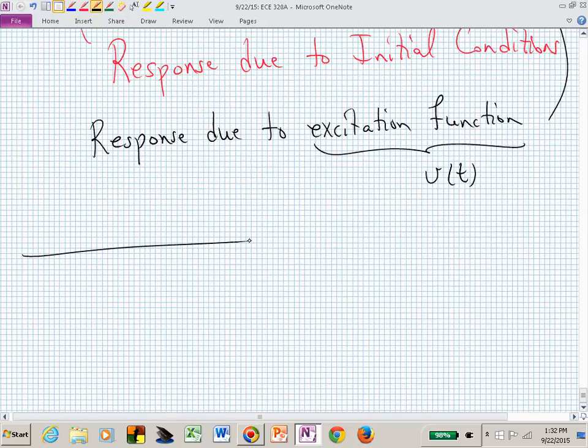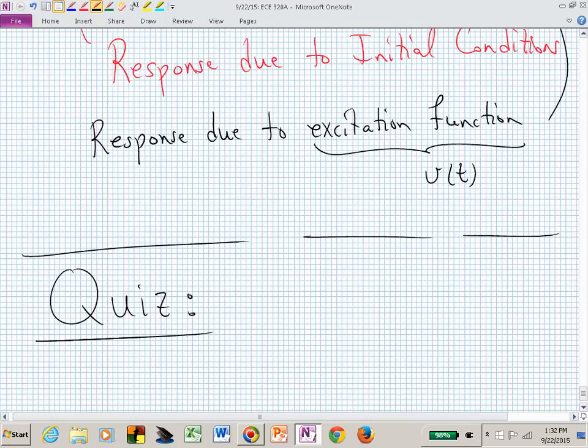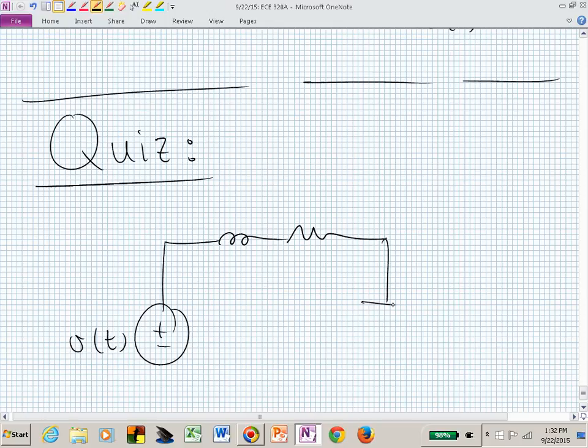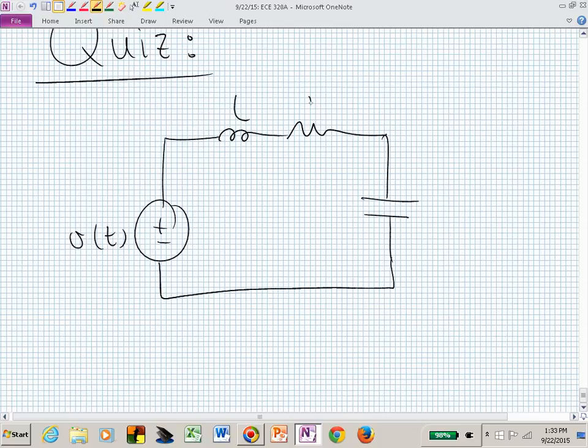Now, what do you think we're ready for at this point? Besides a nap, and I'm trying to keep you from napping, we now have a quiz. What's the quiz? Let me give you a circuit. And if you want, you can tweet this to your friends. I want you to find the governing differential equation for that circuit.